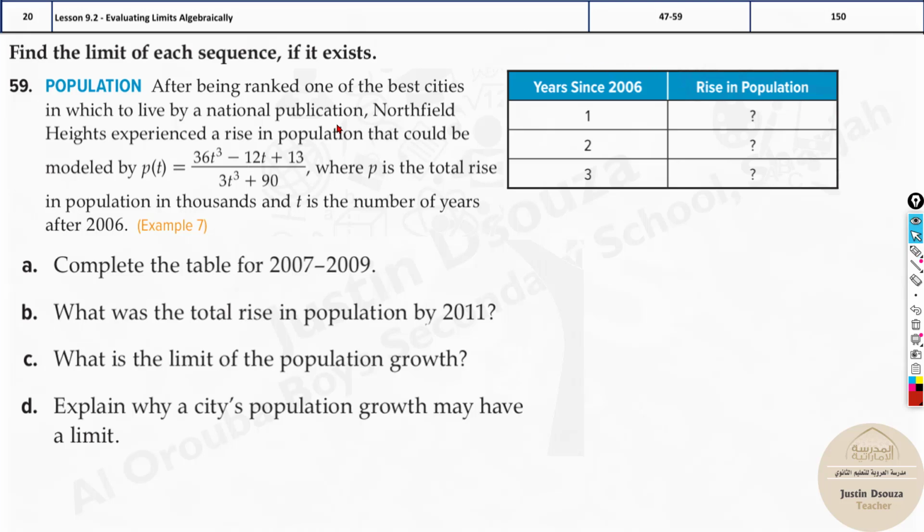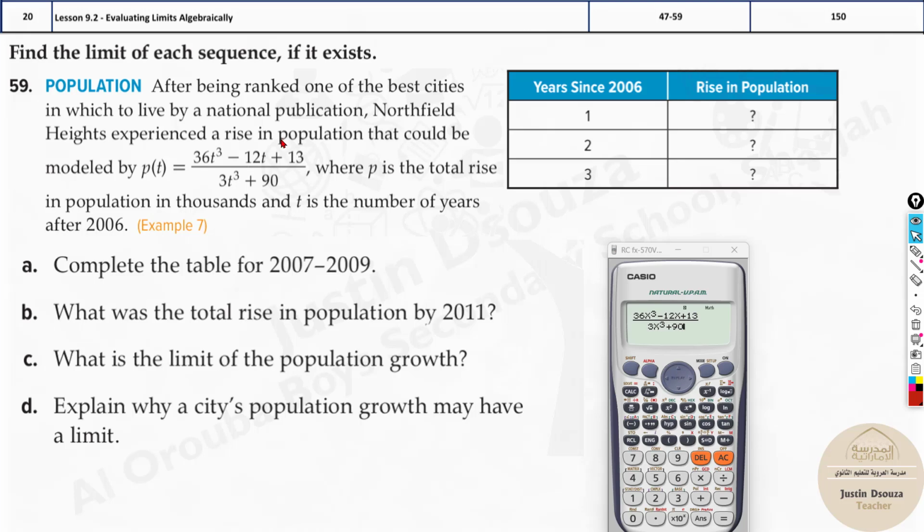So here the equation is given. You need to complete this table, the population for 2007 to 2009. Here they have clearly mentioned it's after 2006. Let's take our calculators. What you need to do is put this equation in. So 2007 would mean 1, because it's 1 year after 2006, right?